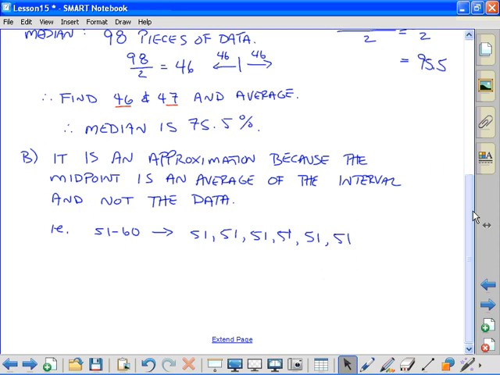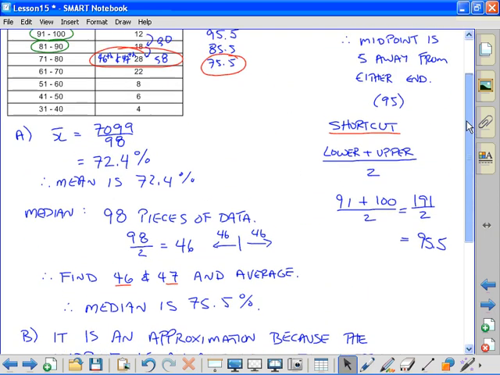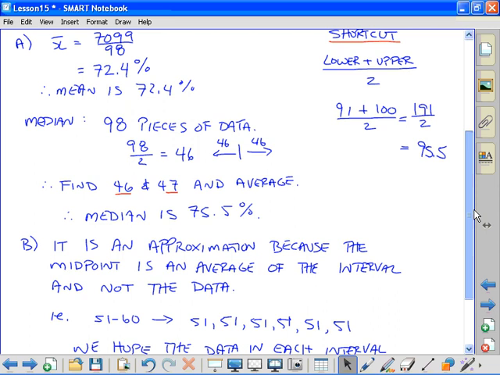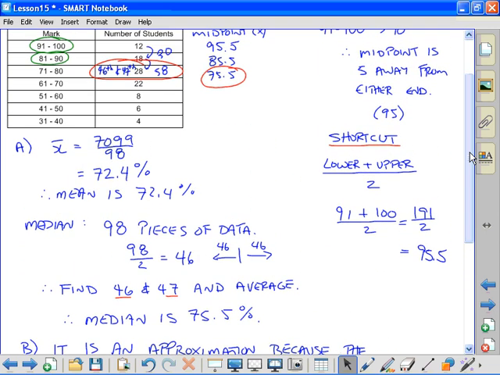So we're just making an approximation, and we hope the data in each interval balances. That's all you can really do unless you have the raw data. If you're given a frequency table that has it in interval form, the best you can do is come up with an approximation. Usually the approximation is fairly close, especially with frequency tables, which usually involve very large amounts of data, so keep that in mind.